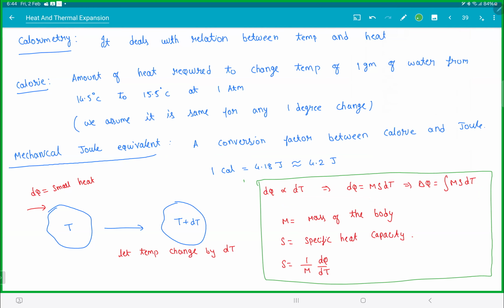So the specific heat capacity, right? Higher the value of this thing, higher the S, more difficult to change the temperature of the body. It means you need to give more heat in order to change the temperature.